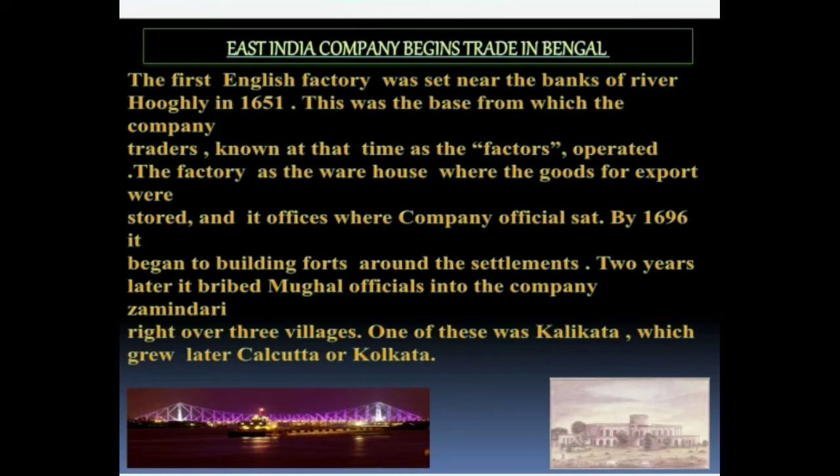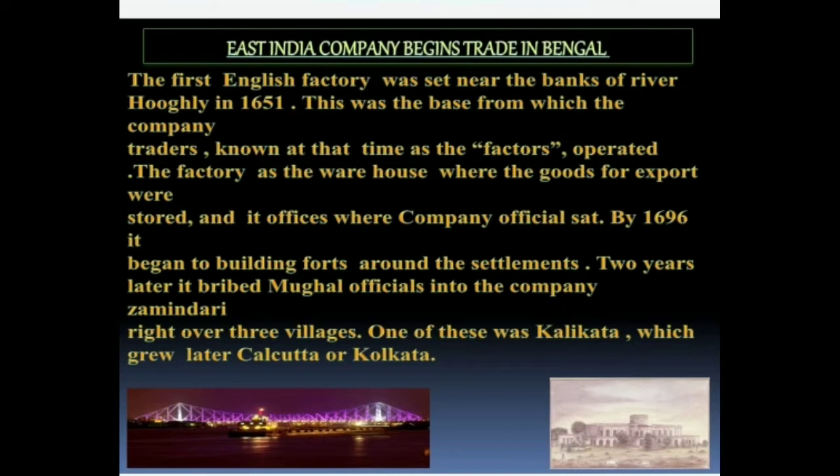Now we will see how the East India Company began trade in Bengal. The first English factory was set up near Hooghly in the year 1651. The company traders or factors operated there. The factory had warehouses where goods for export were stored and also had offices where company officials sat. The company asked merchants and traders to settle near the factories. In 1696, a fort was built around the settlement. Two years later, the East India Company bribed the Mughals and it gave the company the zamindari rights for three villages. Among those was Calcutta or Kolkata.